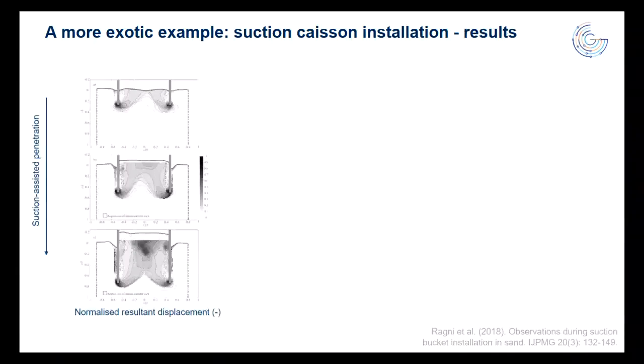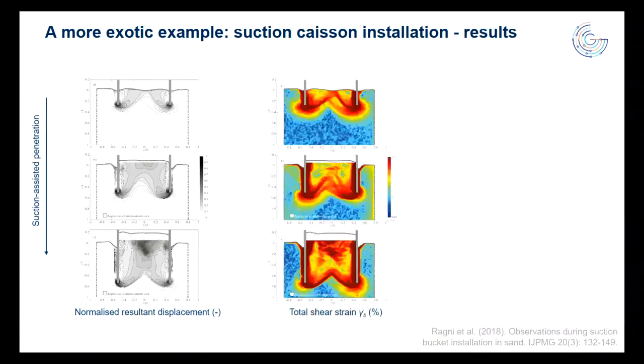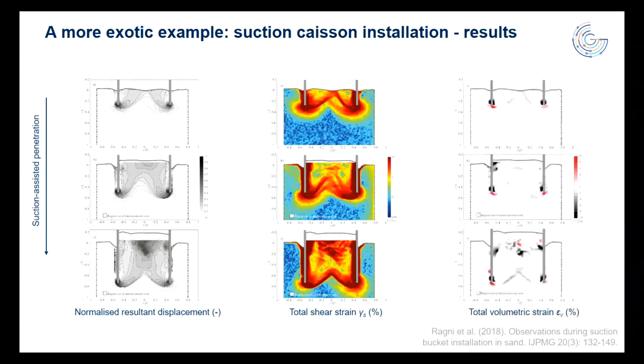Here's an example of some of the results you can get from these measurements. So on the left, you can see the progression of the normalized resultant displacements that come from the vectorial displacements we've calculated within the image sequence. We can then take derivatives of that displacement field and get some measure of strain. In this case, it's the total accumulated shear strain. And you can also look at the volumetric strain here. So you can see areas in this sand that are both dilating and contracting as this suction caisson is effectively pulled in by the underpressure beneath the top cap of the caisson.